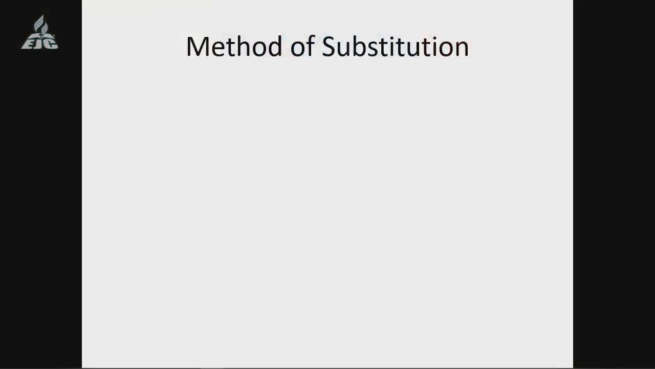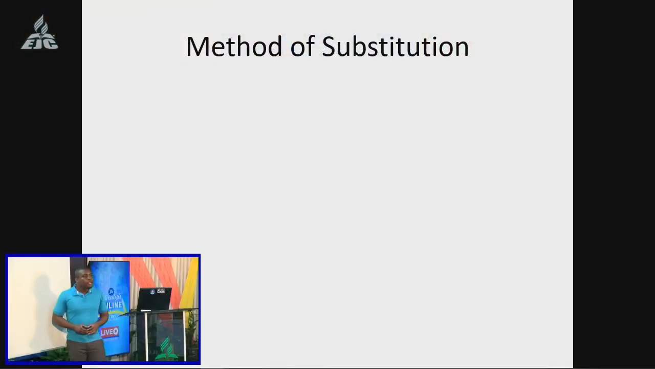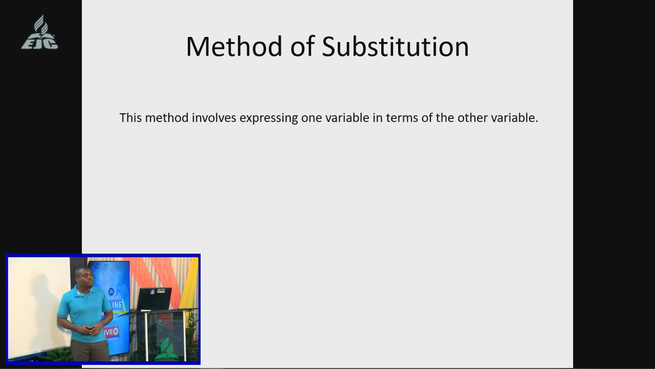Now I did say we're going to be looking at two methods. So that's elimination. Let's go to the method of substitution. All right. So the method of substitution simply involves expressing one variable in terms of the other. What does that even mean? Expressing one variable in terms of the other.